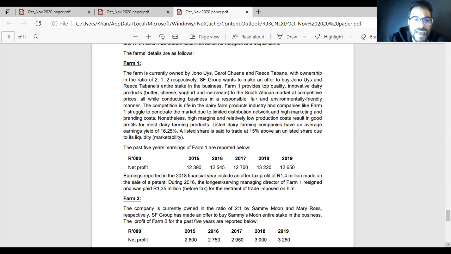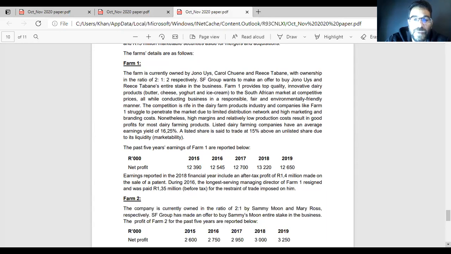The competition is rife in the dairy farm products industry, and companies like Farm One struggle to penetrate the market due to limited distribution network and high marketing costs and branding costs. Nonetheless, high margins and relatively low production costs result in good profits for most dairy farming products.